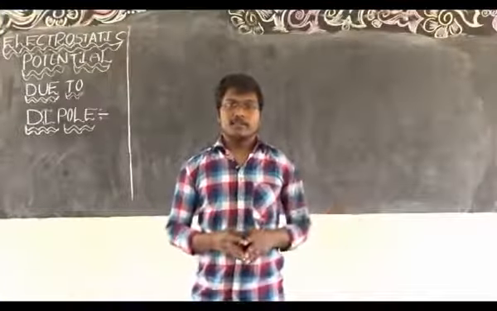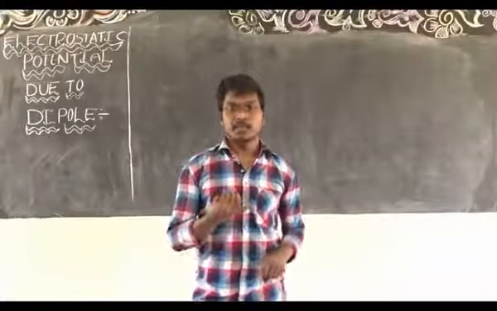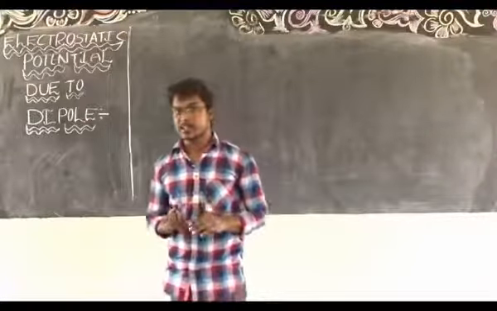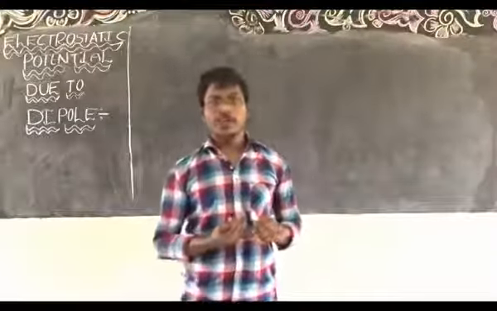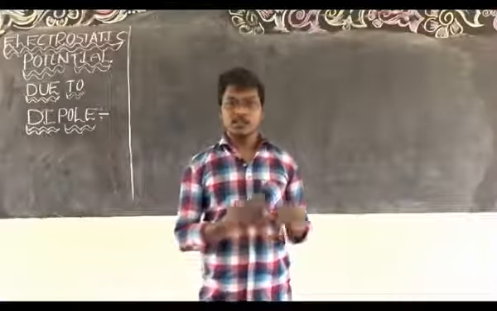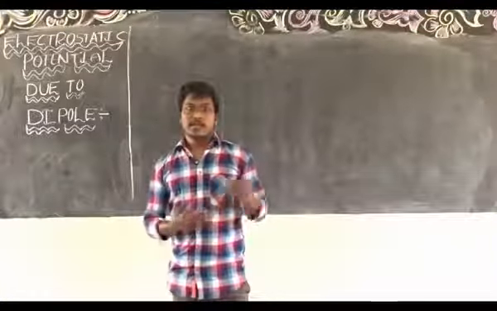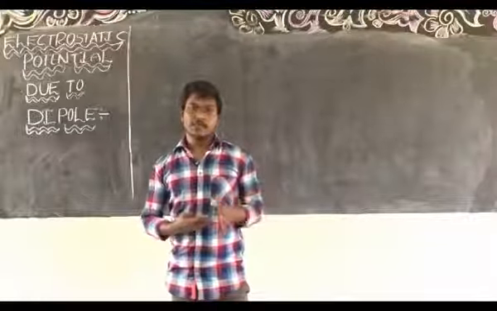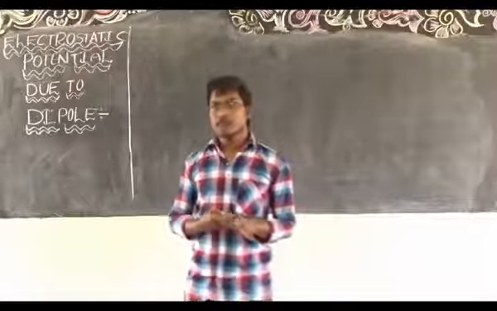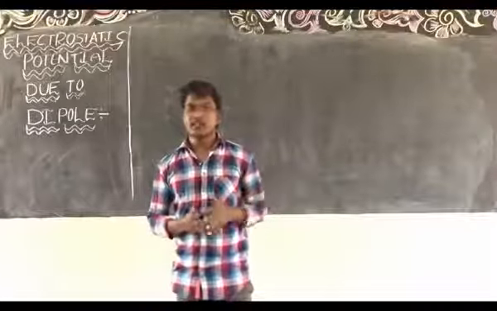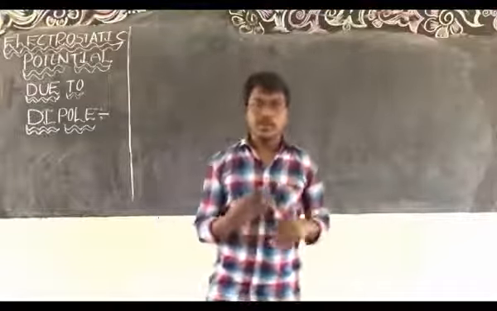In previous classes we discussed electrostatic potential. What is electrostatic potential? What is the expression? After that, electrostatic potential due to a point charge, which we also discussed in the previous class. The expression is V is equal to 1 by 4 pi epsilon naught into Q by R. After that we discussed some important points about electrostatic potential due to a point charge.